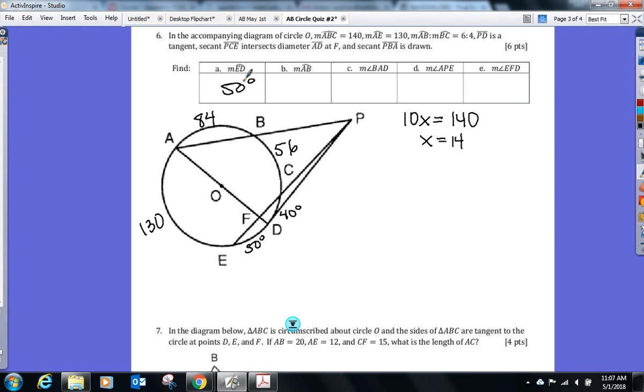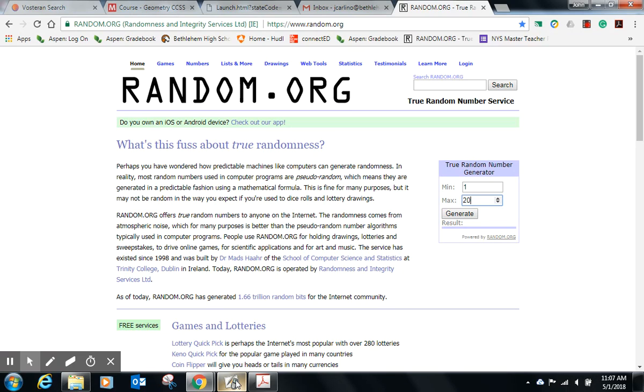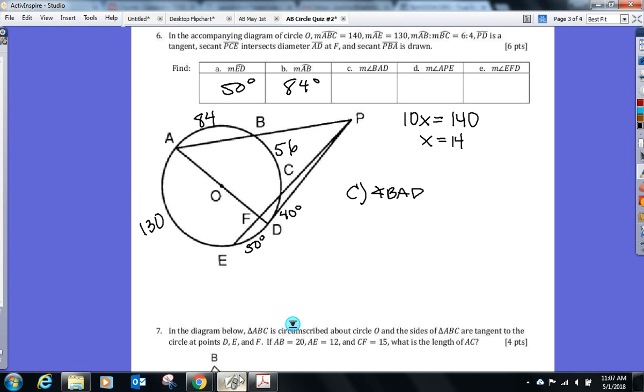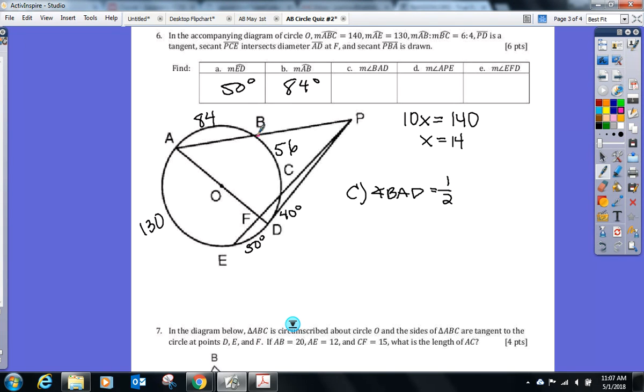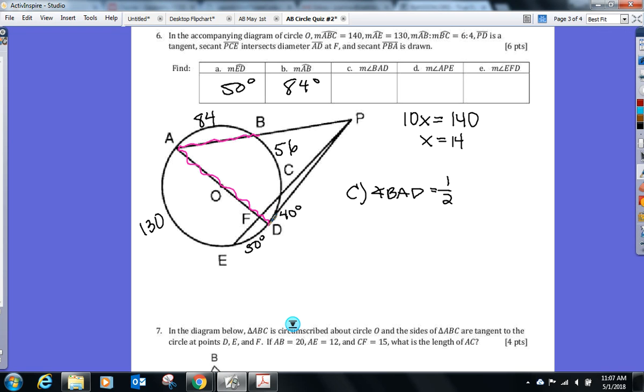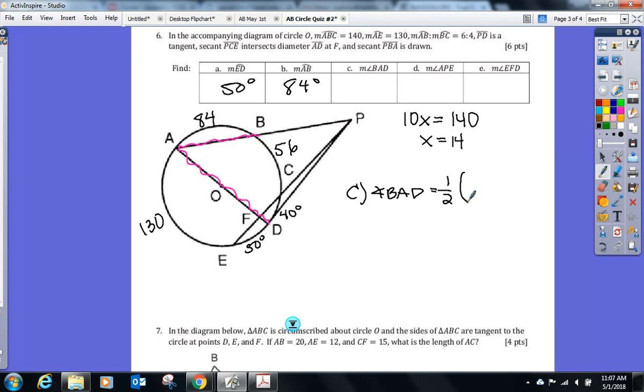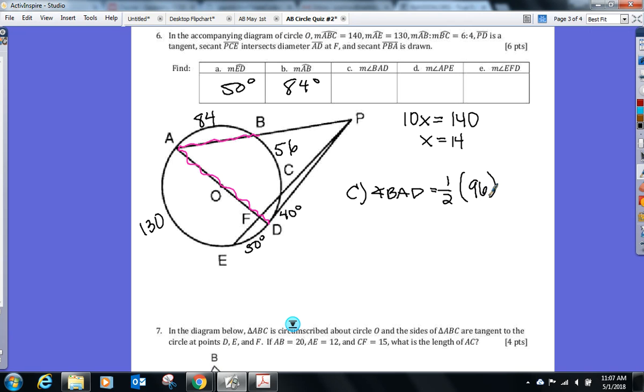Okay, arc AB, already labeled, 84 degrees, done. Part C, angle BAD. I'm going to turn to you guys for this because this is making me nervous for Friday. BAD, inside or outside? Inside. Is it a central angle? Is it inscribed? Okay, inscribed. What's the rule for an inscribed angle? You take half of the arc. Everybody take a look where BAD is drawn to. Name the arc it's drawn to. BCD, which totals how many degrees? 96 degrees. So you're taking half of 96, and that one ended up being 48 degrees for BAD.